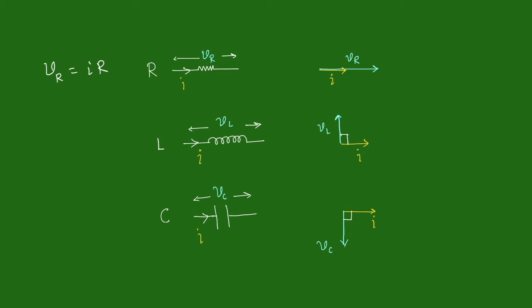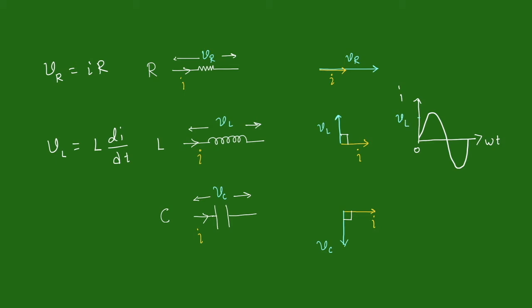In case of an inductor, potential difference developed across an inductor is equal to L into di by dt, which shows that VL is not directly proportional to current flowing through the inductor, but it is directly proportional to the rate of change of current flowing through the inductor. If current flowing through an inductor is a sinusoidal signal as shown over here, we can see that at omega t equal to 0, current in the circuit is 0, but di by dt, that is rate of change of current, will be maximum at this point, which will develop maximum value of potential difference across the inductor.